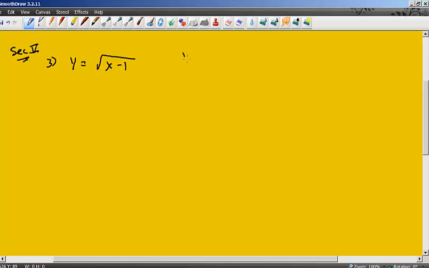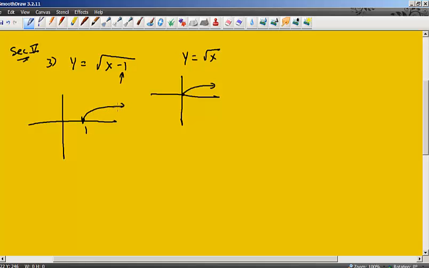First of all, you should know what the graph of y equals the square root of x looks like, and the square root graph is that right there. And what will the -1 do to that graph? It will move it one step to the right, the opposite direction. So this is the graph of that function.